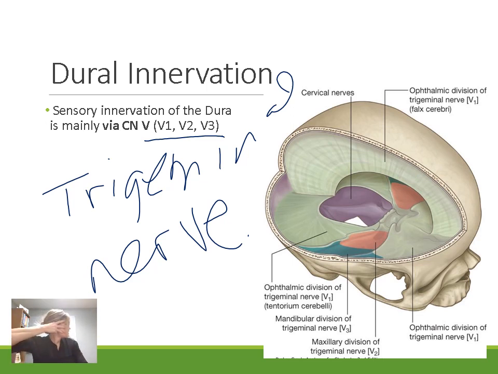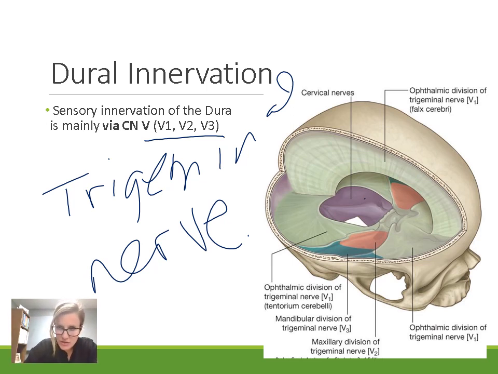If you just put the 3 like this, V1 is up towards your eyes, so ophthalmic nerve. V2 goes over your maxilla, right? Your upper jaw. Sorry, I just flicked, I didn't mean to flick you guys off. Goes over your maxilla, right? So that's V2, maxillary nerve. And then V3 is down here over the mandible or the lower jaw. So V3 is the mandibular nerve.